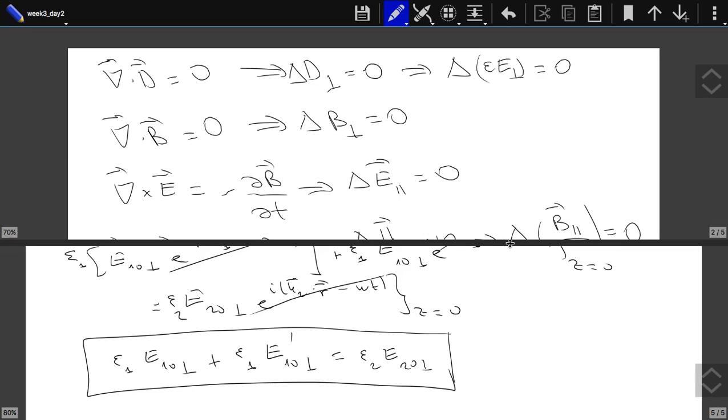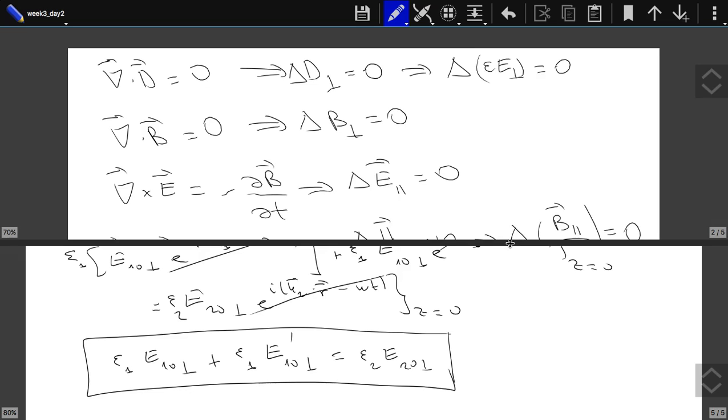The second boundary condition, the perpendicular component of B should be continuous. But the perpendicular component of B is 0 on the left-hand side, 0 on the right-hand side. So there's no additional condition from that one. So to satisfy the first condition at the top of the screen, this should be satisfied. The second condition doesn't really give us any new criteria.